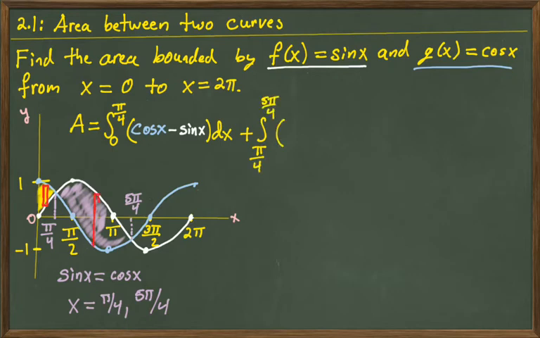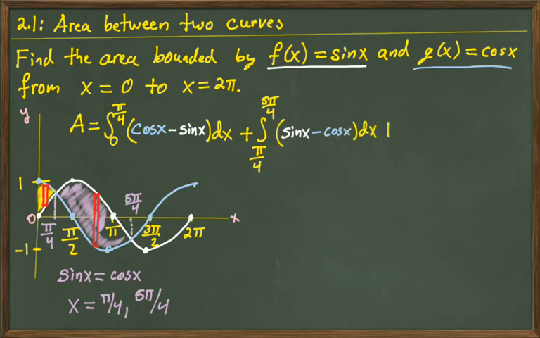Okay, so here I draw the representative rectangle. That just kind of helps me with what's the upper function and what's the lower function. So the upper function is the sine and the lower function is the cosine. So sine minus the cosine is going to tell us the height of that rectangle.